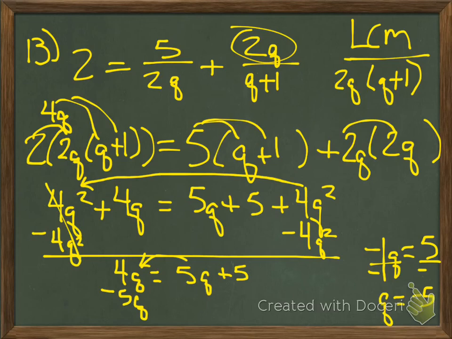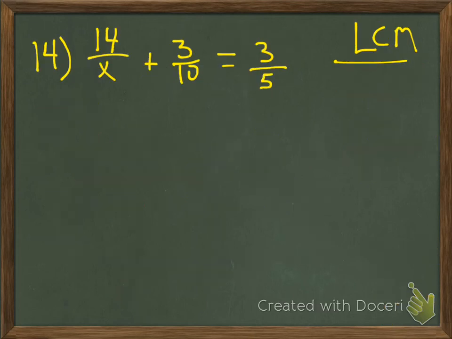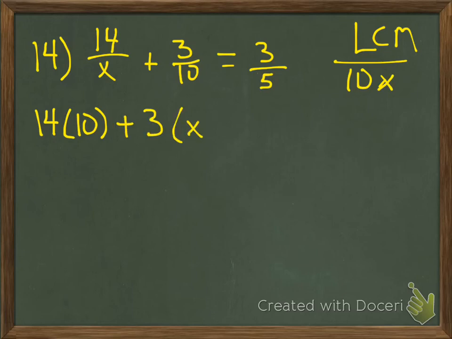Okay, this next one, the LCM here, if you notice that the 10 is divisible by 5, then that means the lowest common multiple would be 10x, because 5 can go into 10. So multiply that. You got 14. The x's would cancel, leaving you 14 times 10. The second fraction, the 10s would cancel, leaving you 3 times x. And on the third fraction, you've got 10x. That would leave you with 3 times 10 divided by 5, 2x.